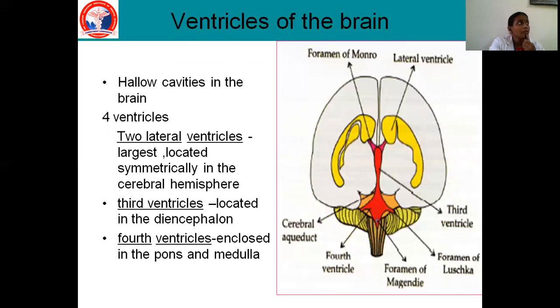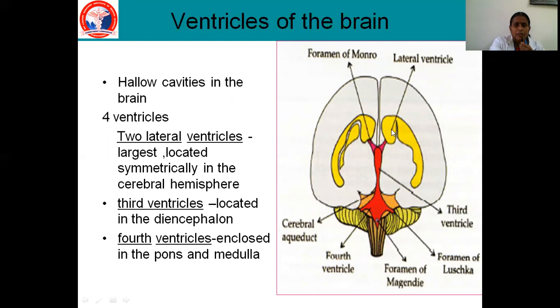Next is the ventricles of the brain. There are four ventricles: two lateral ventricles, one third ventricle, and one fourth ventricle. Ventricles are hollow cavities in the brain. There are four ventricles, as I said: two lateral ventricles, one third ventricle, and one fourth ventricle.